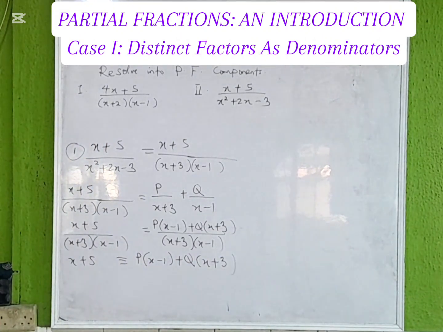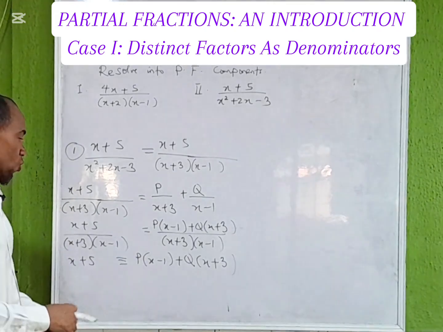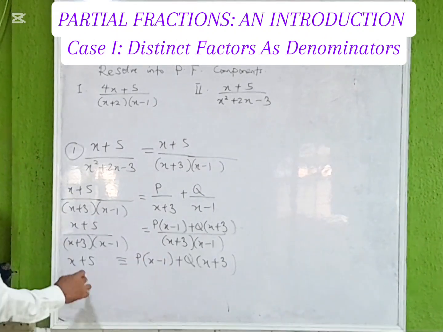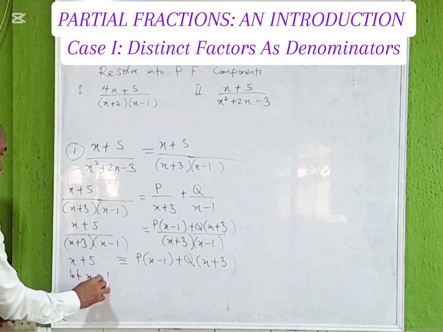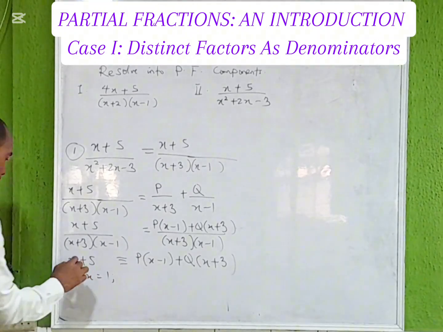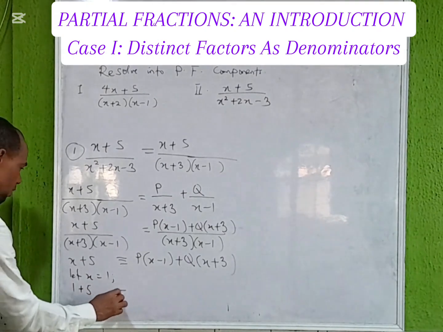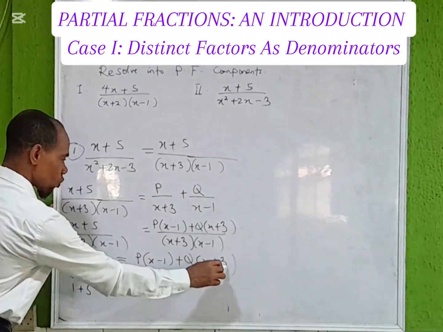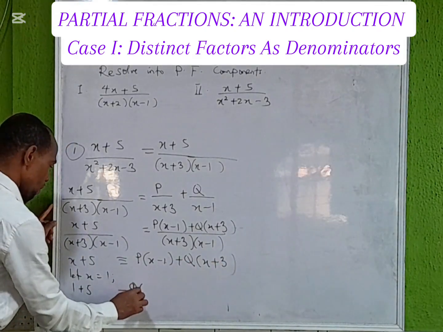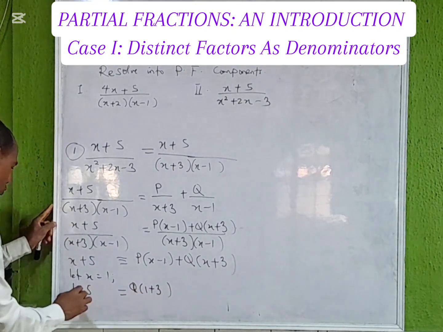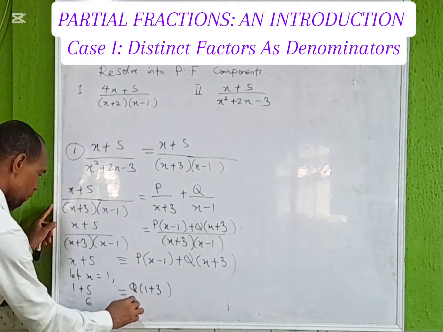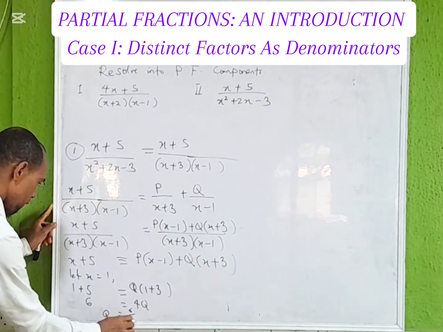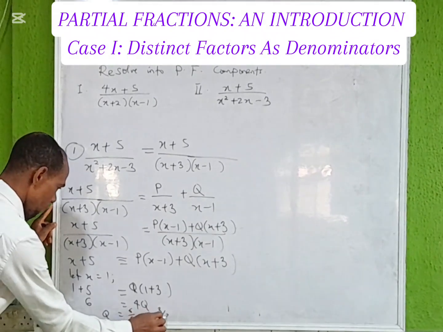So at this juncture again, we need to nullify each bracket one at a time. To make this bracket 0, we use the additive inverse, which is plus 1. So we set x equals plus 1. And if that is done, I'm going to have here 1 plus 5 is equal to 1 minus 1 is 0 times p is 0. Then 1 plus 3 is 4, so we have q times 4. Hence, we have 1 plus 5, 6, equals 4q. So q then will be 6 over 4, which is 3 over 2.